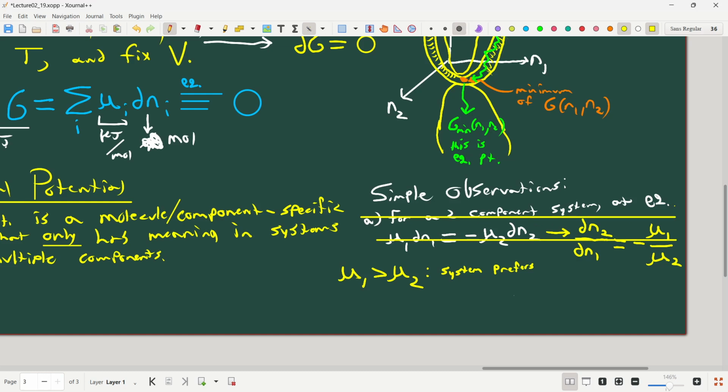Let's say we measure our system at any point, and if we measure the chemical potential of 1 greater than 2, this means the system prefers to convert 1 into 2. There's a benefit. And if mu2 is greater than mu1, the opposite is true.